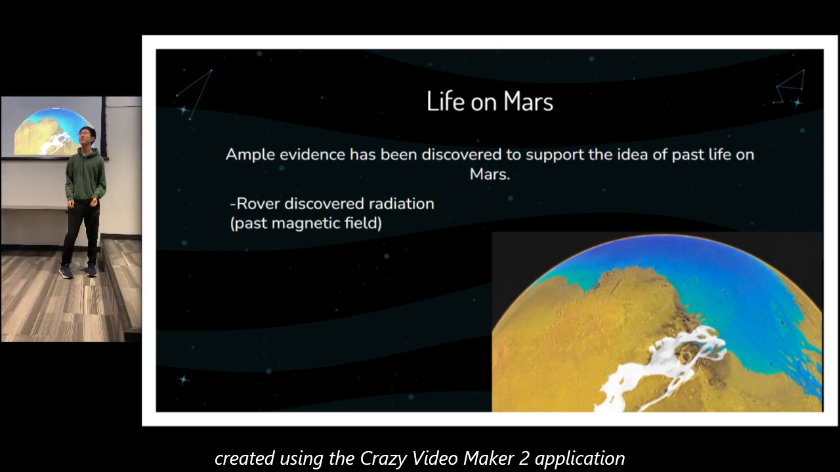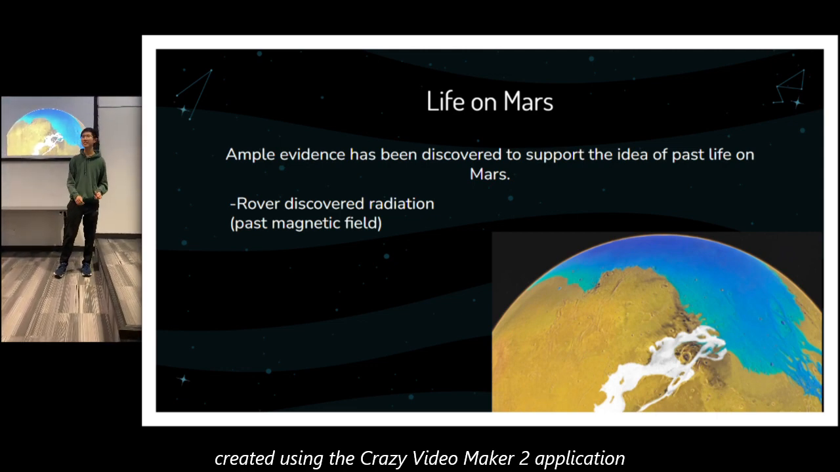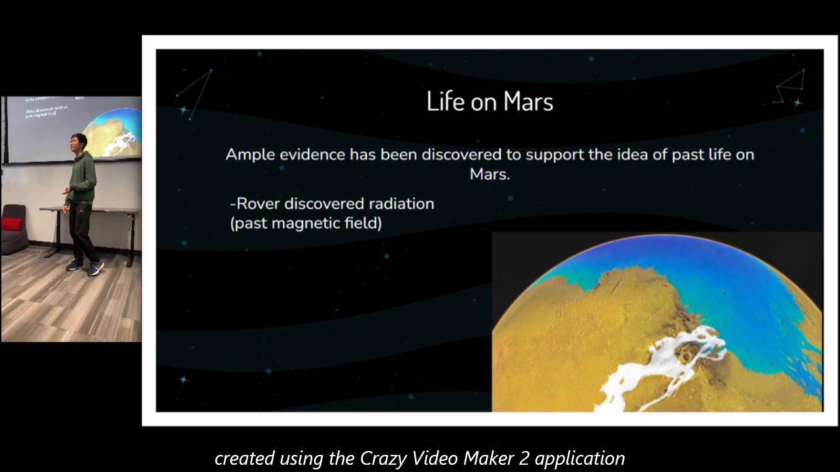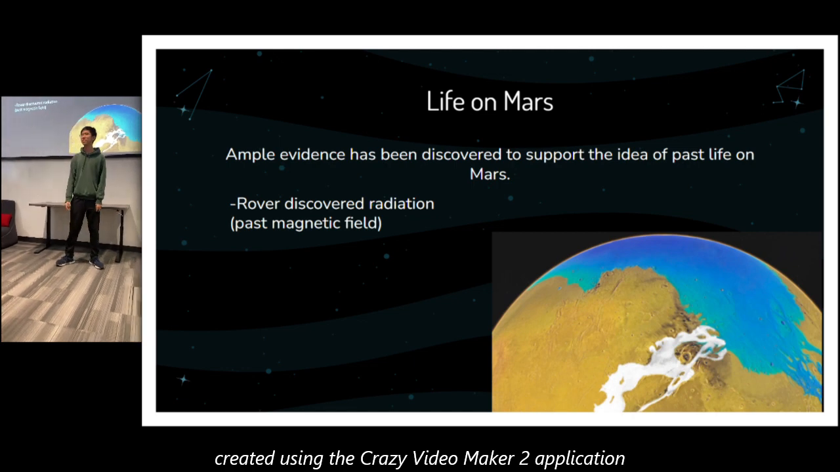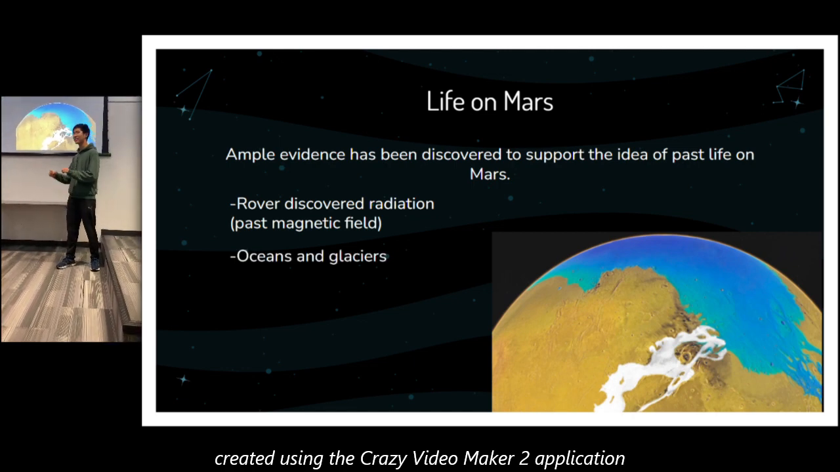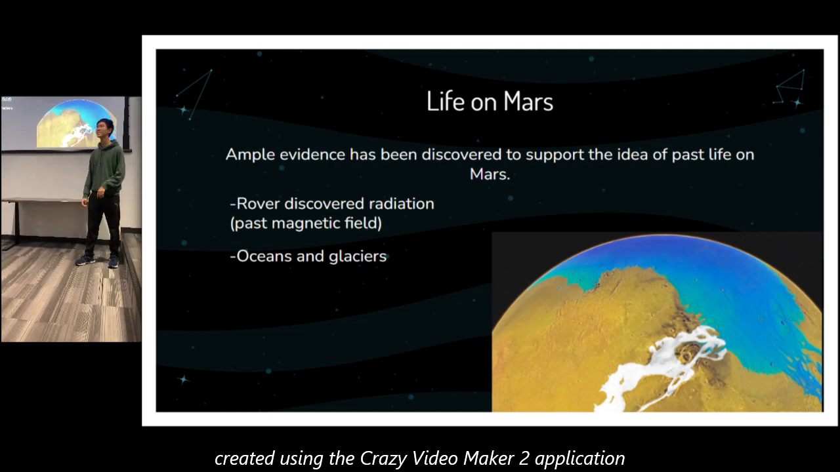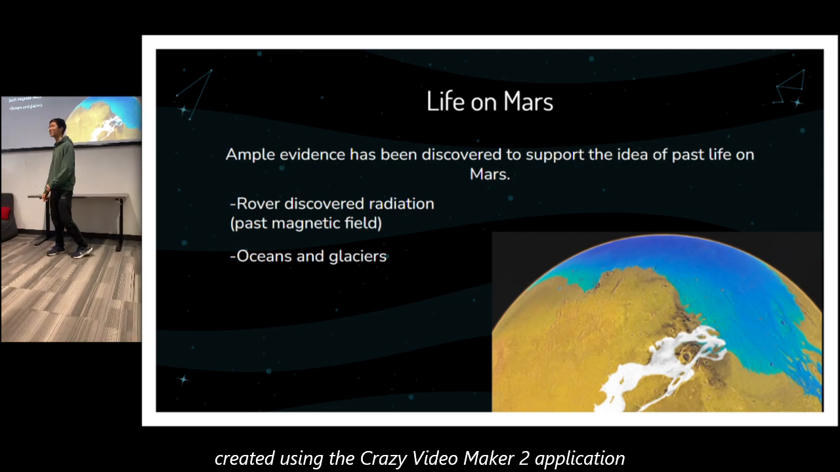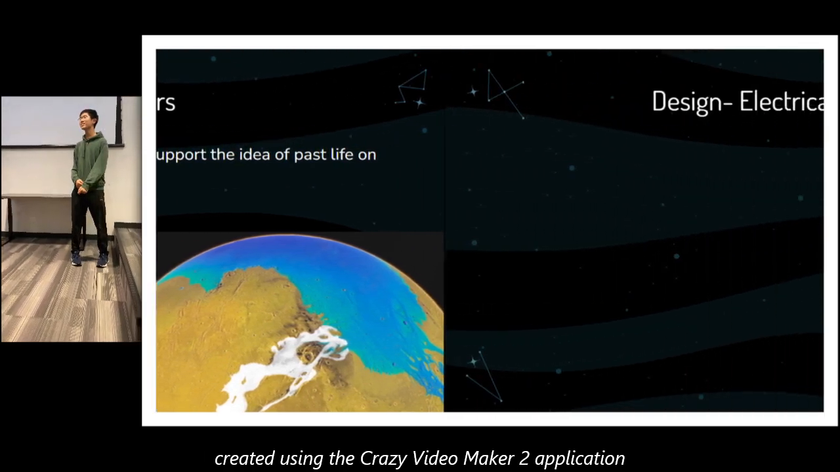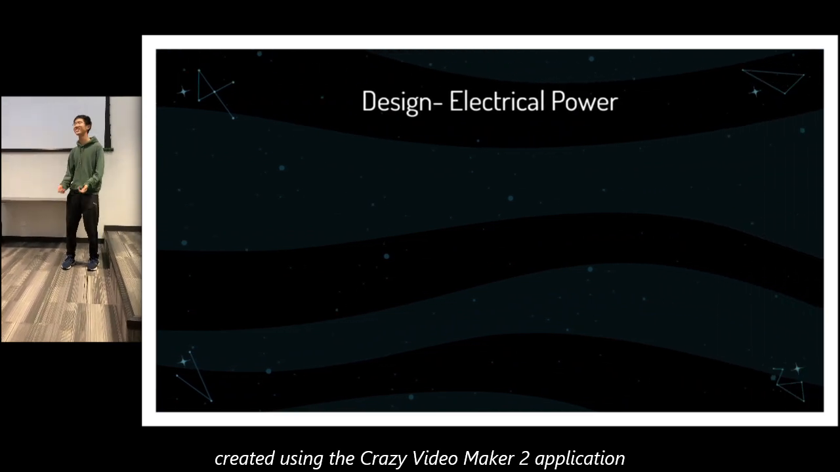So the rover discovered radiation, which means either there was a past magnetic field or some asteroid collided into Mars with radioactive materials. The valleys and crooks on the surface show us that there were past riverbeds and oceans on Mars, which means essentially that there was life. So next up is how the robot gets its power.